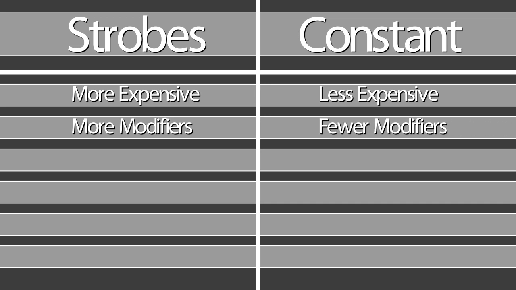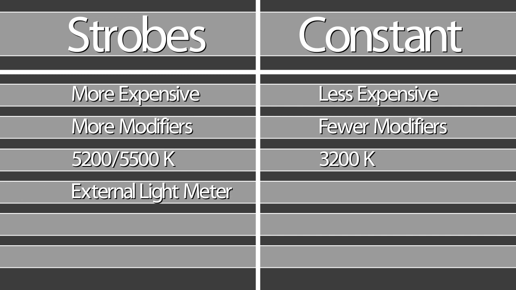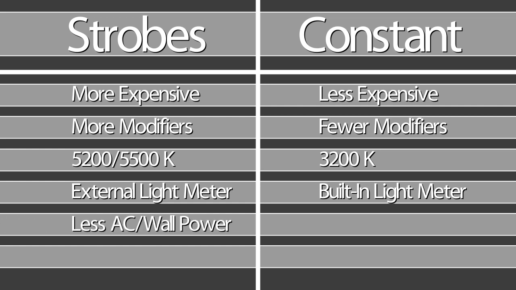The color temperature is usually different between those two. So a flash is usually around 5,200 or 5,500 degrees Kelvin, and constant lights are generally 3,200 degrees Kelvin. With the strobe, you'll need some kind of light meter to understand how to adjust the light. With a constant light, you can use the built-in light meter on your camera. With the strobe, you're going to need less air conditioning and less power from the wall outlet than you will with constant lights. Constant lights take more electricity, they heat up, and so you're going to have to cool down your studio, and that's going to cost you more money.